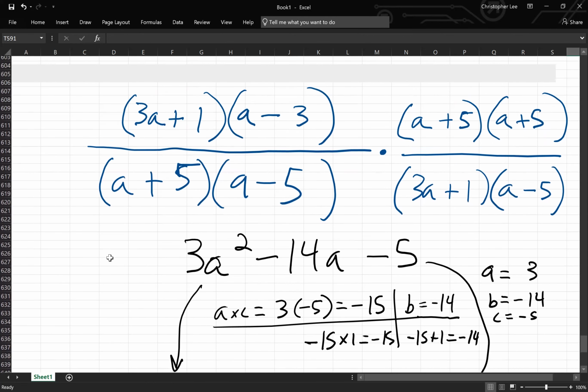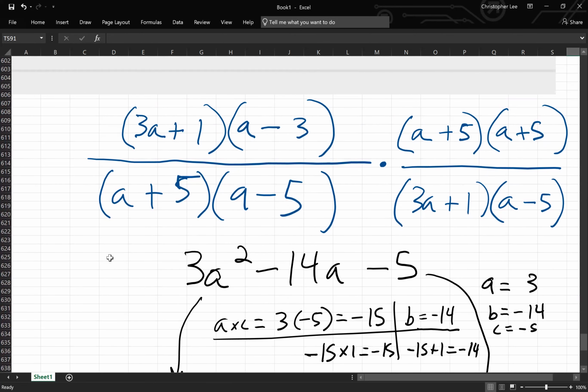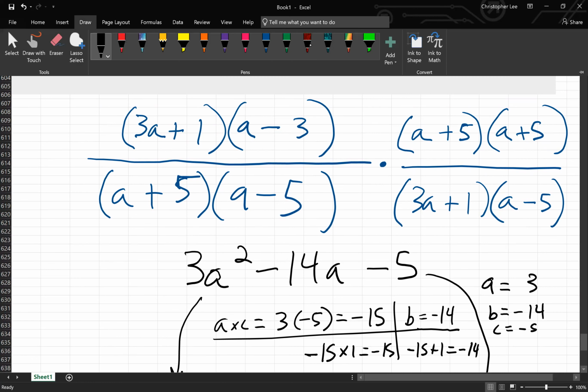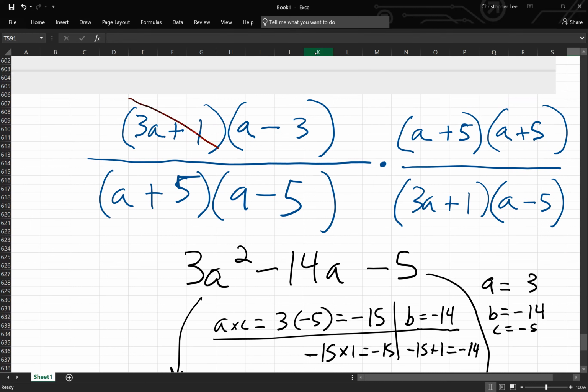All right, back to what we were doing before, right? So I got some like terms here, right? Cross out the like terms. So I got the 3a plus 1, 3a plus 1. I got the a plus 5, a plus 5. What else I got? No, they're on the same. You see when they're horizontal, I can't do that. I can only do vertical and diagonal.